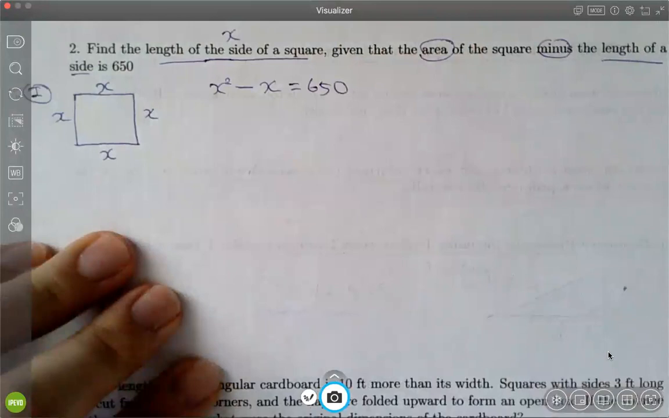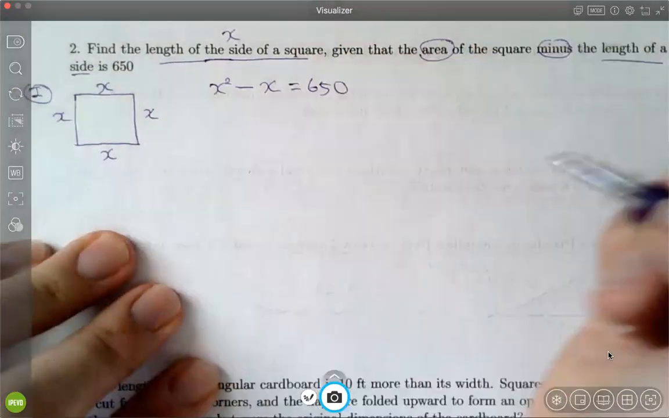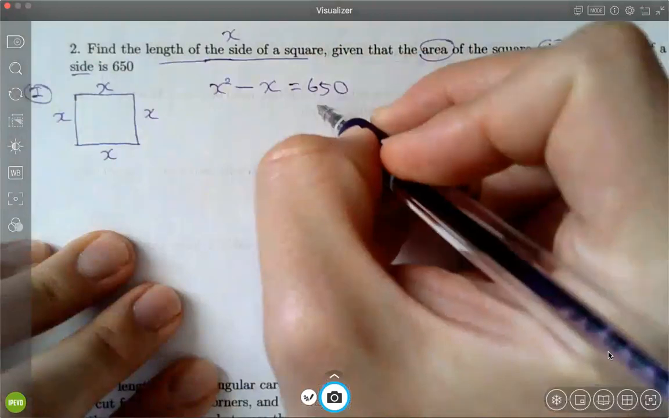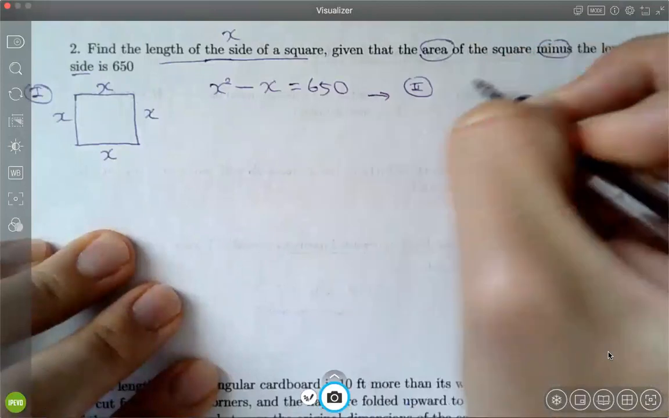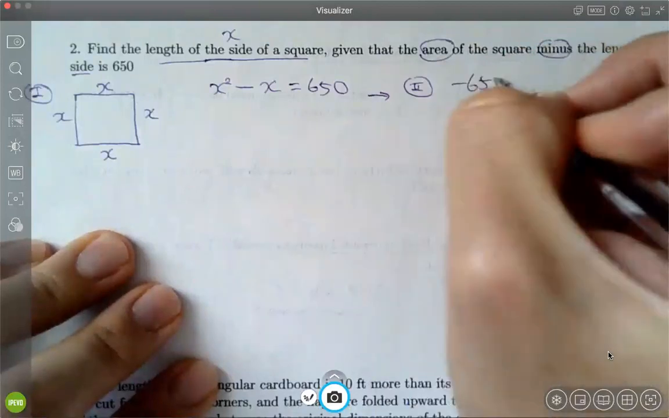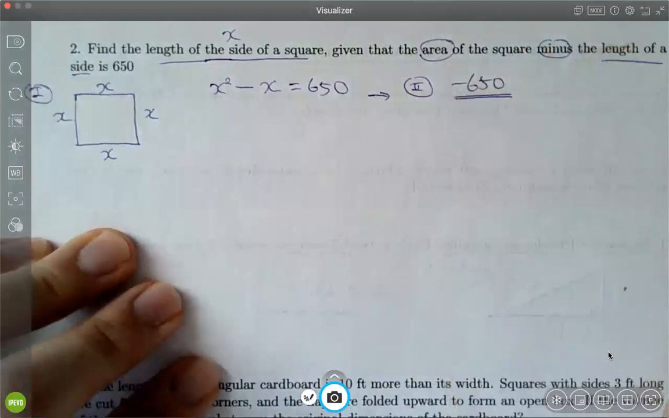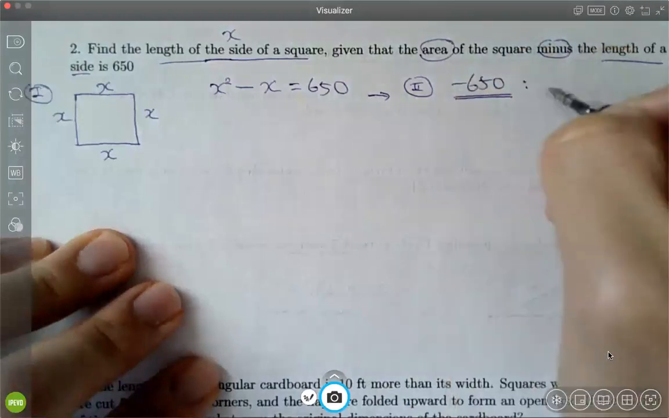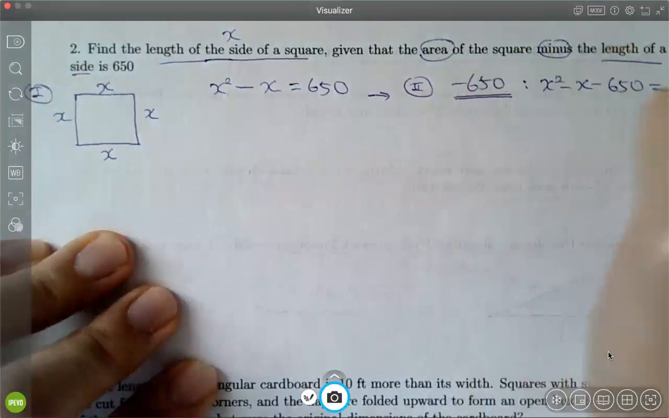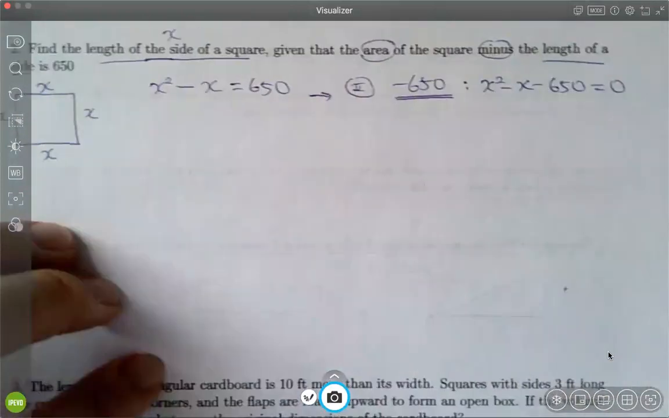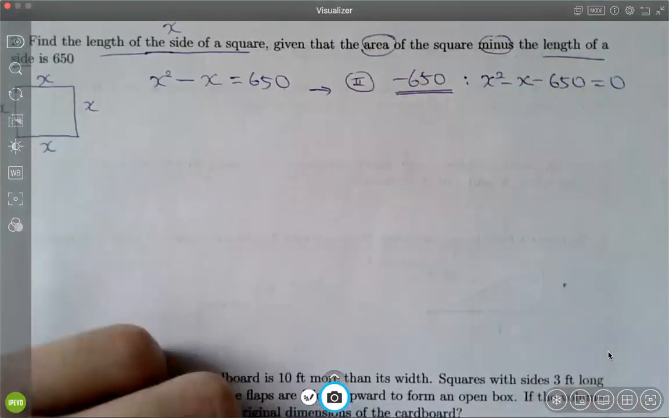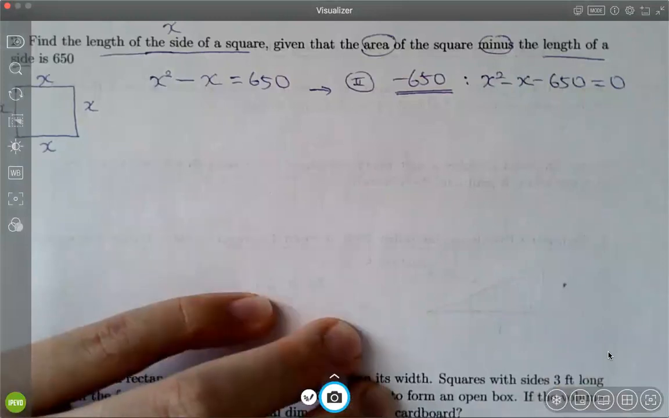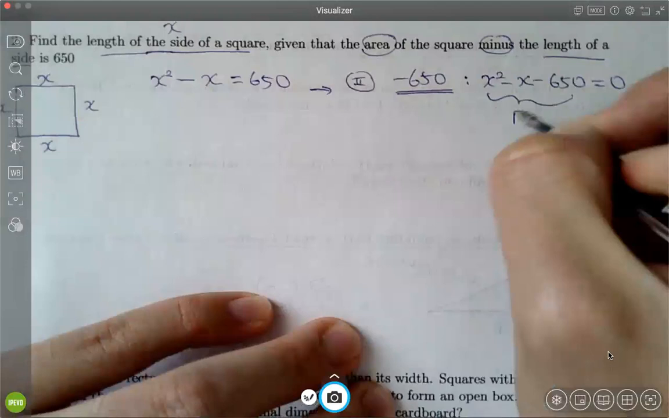Now, how do we solve this? So this is again a quadratic equation, right? Okay. So what do we do? Subtract 650. So what do we get? x squared minus x minus 650 is equal to 0, right? You see that? Okay. And now again, the obvious step, let's see if we can factor this.